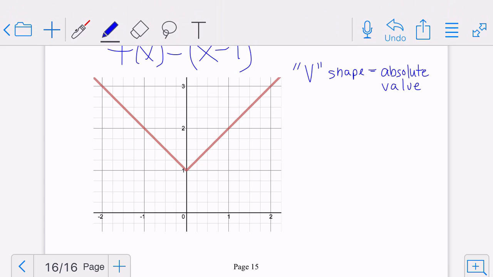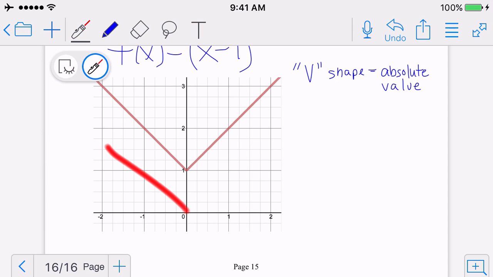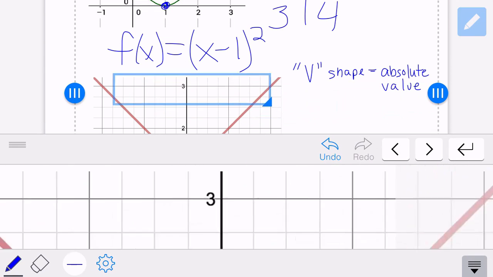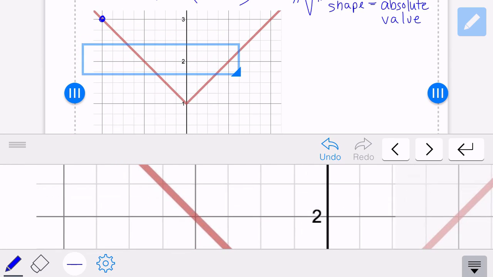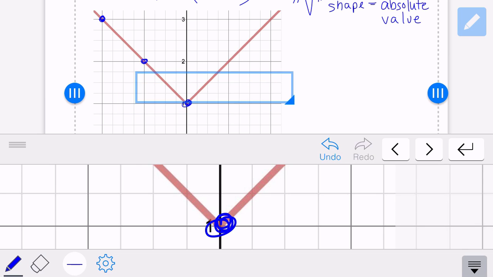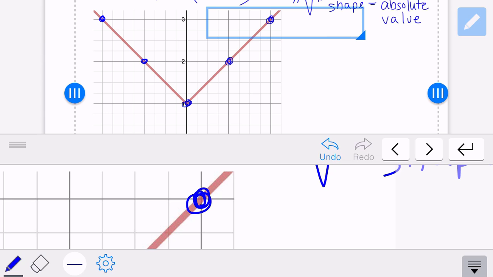Okay, so this time though, remember before when we had just the regular absolute value, you had that kind of like point of your V at 0, 0, and then it went up from there. So this is not going to be exactly your absolute value, but it's going to be pretty similar. So first, remember you want to find some points. So it looks like we've got one here. We've got one here. One right here. And there's another one.